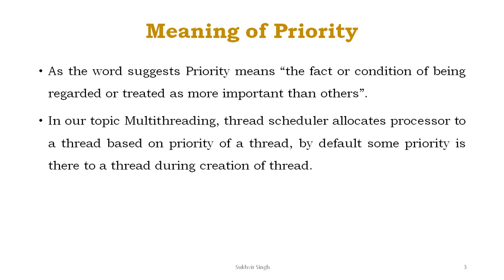In our topic multi-threading, the thread scheduler allocates the processor to a thread based on the priority of a thread. By default, some priority is given to a thread during its creation. It can either be given by the JVM, Java Virtual Machine, or by a programmer. By default it will be given by the JVM, and if it's user defined or programmer defined, then it is given by the programmer.